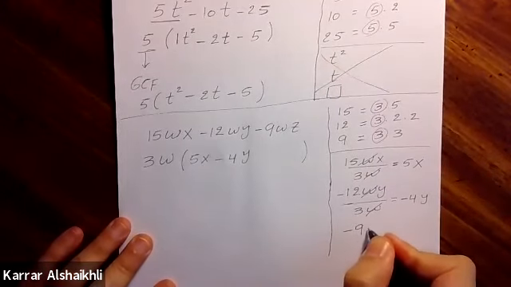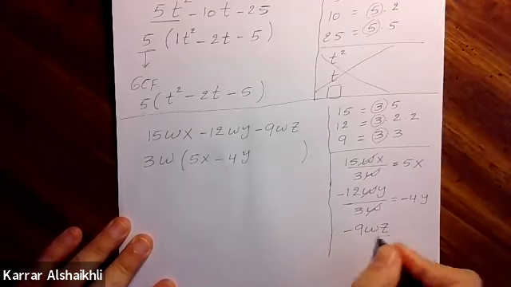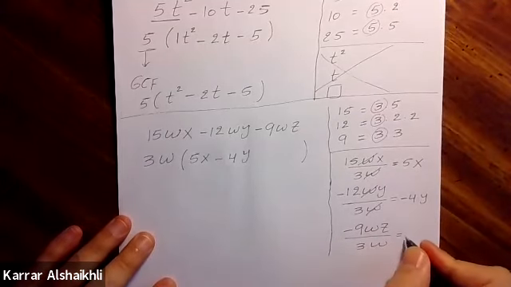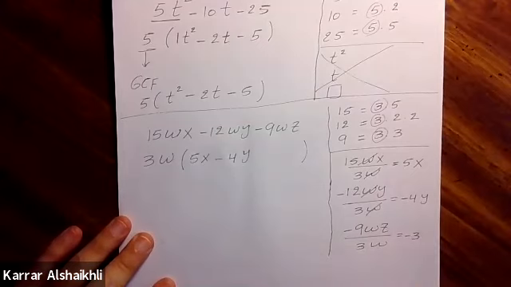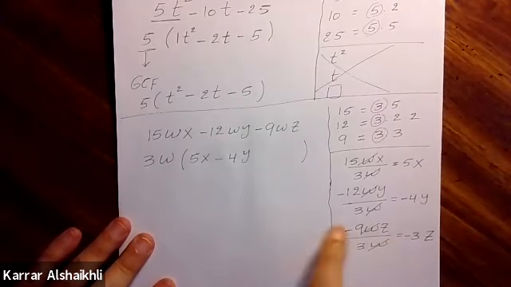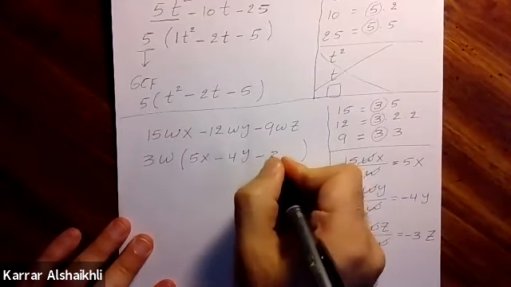Let's do the last one. Negative 9wz divided by 3w. Negative 9 divided by 3 is going to be negative 3. Cancel the w. What's the leftover? Z. So I'm going to write down here minus 3z.